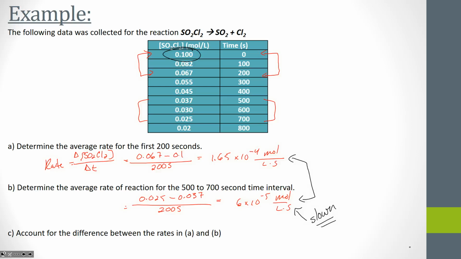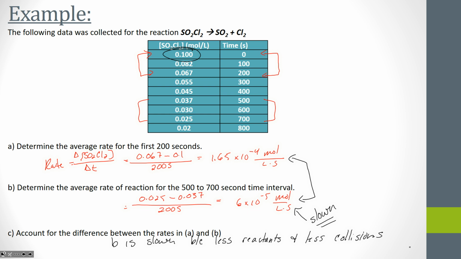And as the reaction proceeds, the amount of your reactants is going to be dropping. So you're going to get less and less collisions over time. So B is slower because you have less reactants and less collisions.